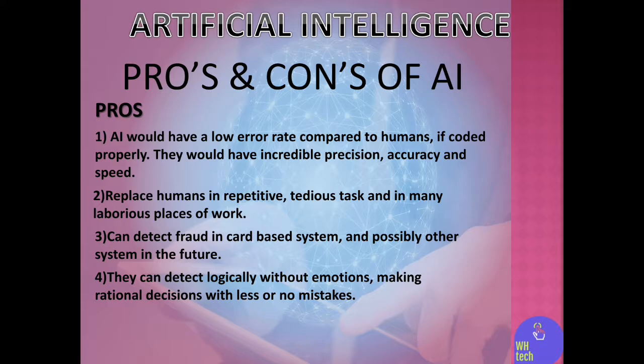Number 2. Replace humans in repetitive, tedious tasks and in many laborious places of work. And number 3. Can detect fraud in card-based systems and possibly other systems in the future. And last one, number 4. They can decide logically without emotions, making rational decisions with less or no mistakes.